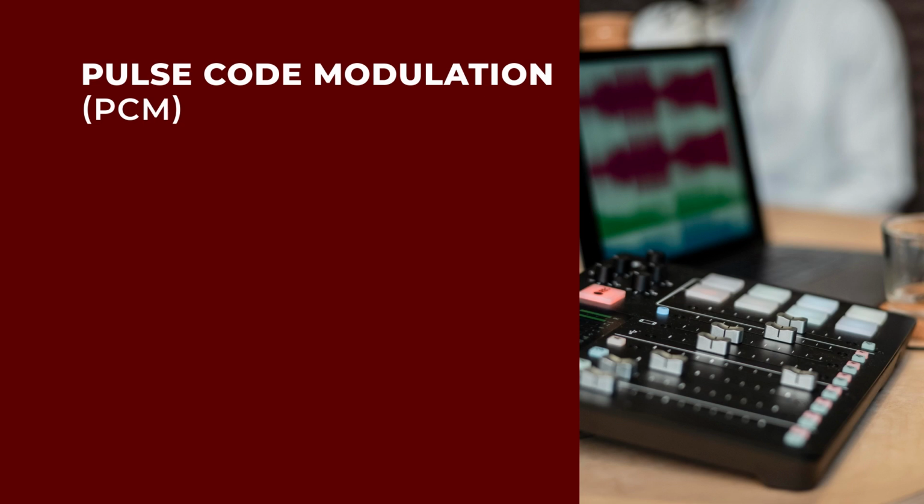Now we discuss pulse code modulation. Here is the introduction of pulse code modulation. Pulse code modulation is the process of varying one or more parameters of a carrier signal in accordance with the instantaneous value of the message signal. The message signal contains the information to be transmitted, while the carrier signal is a high frequency signal with no inherent data, used to facilitate long distance transmission.